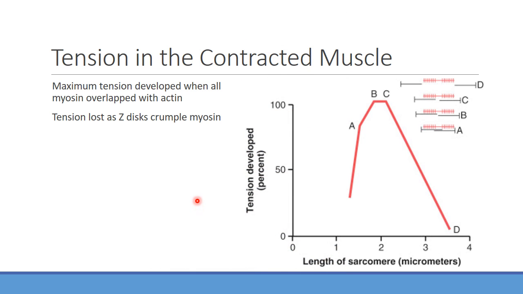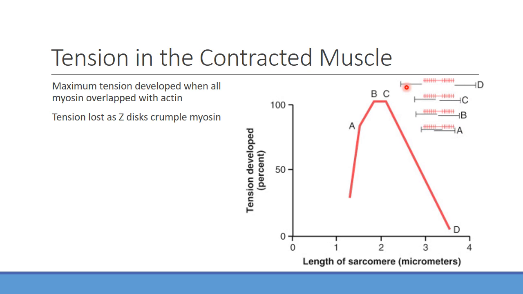So looking at the actual tension that occurs within the contracted muscle, you're going to find that the maximum tension gets developed when all of the myosin is overlapped with the actin. So you can see here in these different states of contraction where the force is being produced, or where the most tension in the muscle actually ends up being produced.